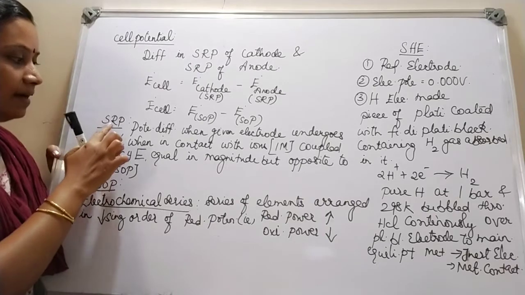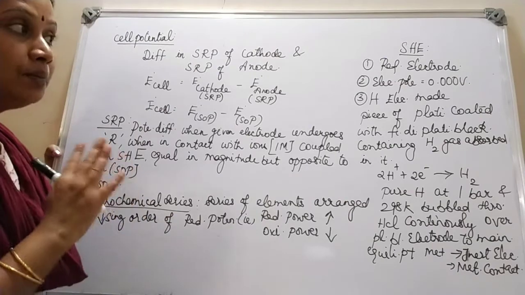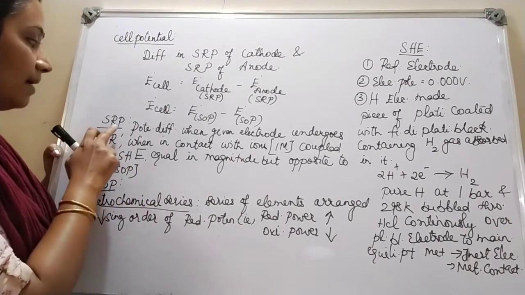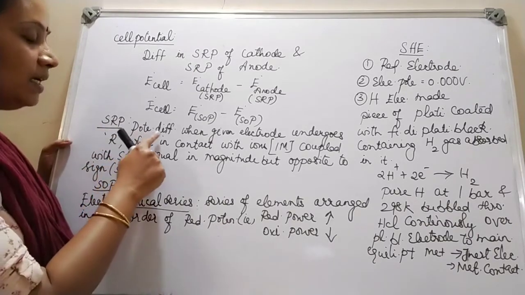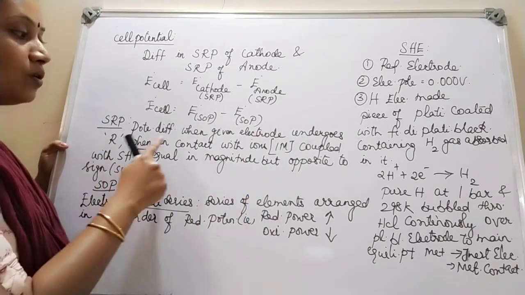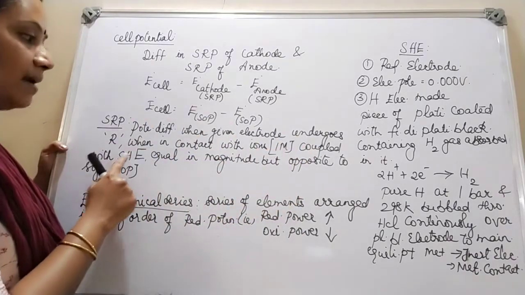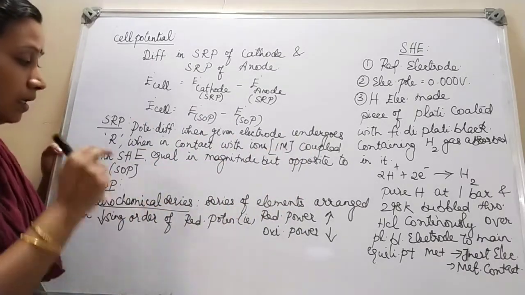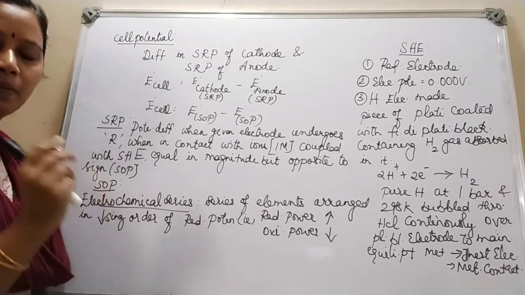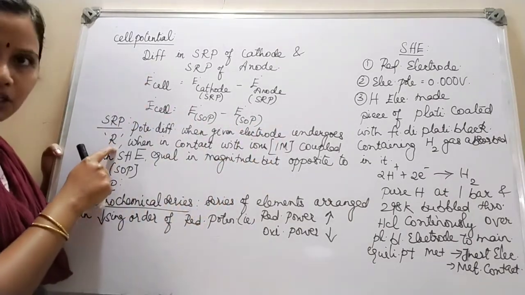Now what is standard reduction potential? I was telling in terms of reduction potential and oxidation potential, right? Before, I have told you what is oxidation electrode and what is reduction electrode. Standard reduction potential is defined as the potential difference which is developed when a given electrode undergoes reduction, when it is in contact with ions having 1 molar concentration.